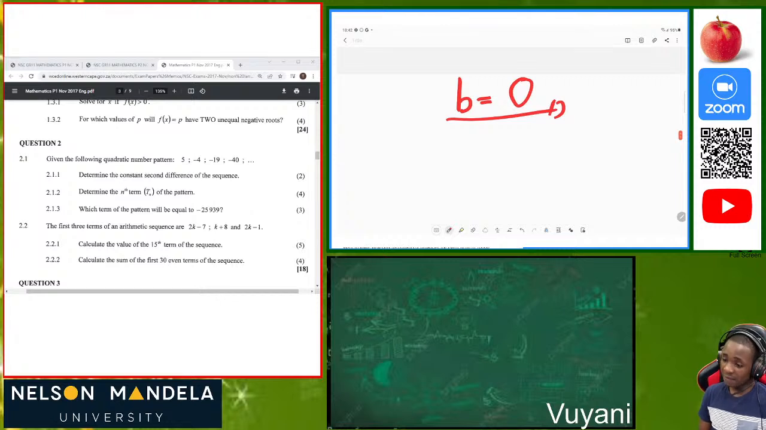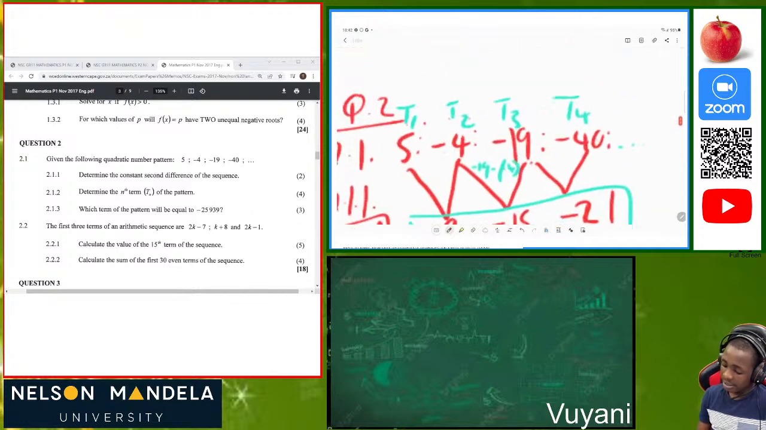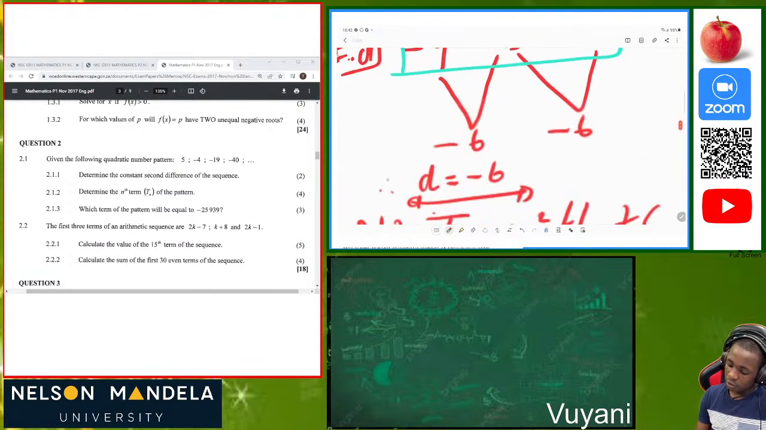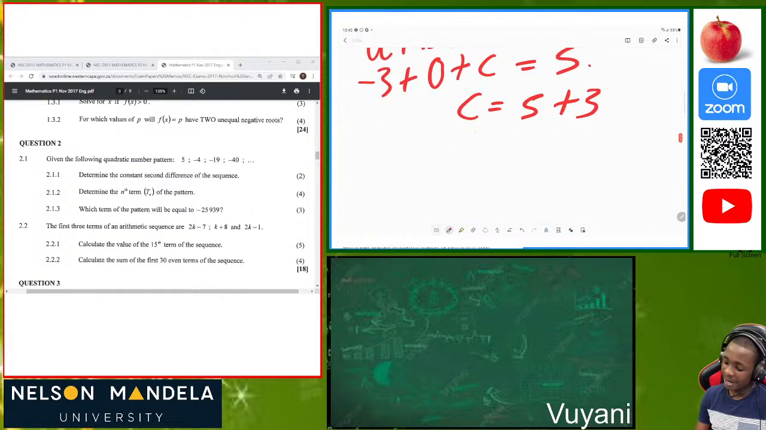Then now we want to determine the value of c. So a plus b plus c will be equal to t1. What is our a? Our a is negative 3. What is our b? Our b is 0. What is our c? It's what we are calculating. And what is our term number 1? Our term number 1 is 5. So we substitute with our term number 1, which is 5, then make c the subject of the formula and transpose every other thing. So now we have 5 plus 3, then we end up having c is equal to positive 8.